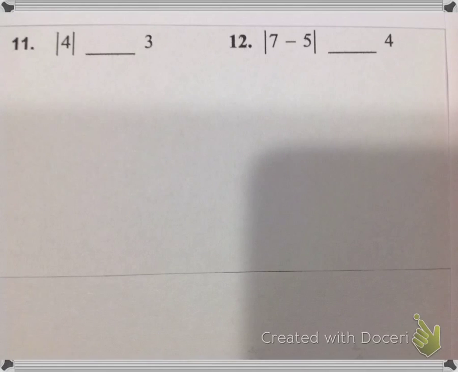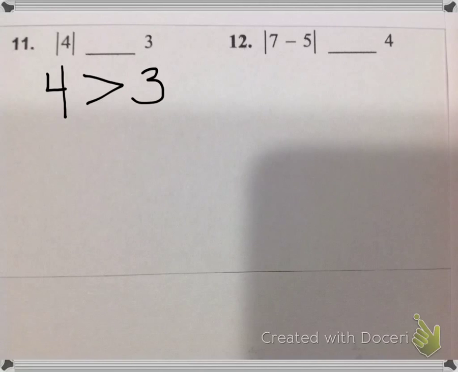If you'd like to pause the video, you may, and try those on your own. Okay, number 11, we have the absolute value of 4 and 3. How far away is 4 from 0? The absolute value of 4 is 4, and then we have 3. Is 4 greater than, less than, or equal to 3? We should all know 4 is greater than 3.